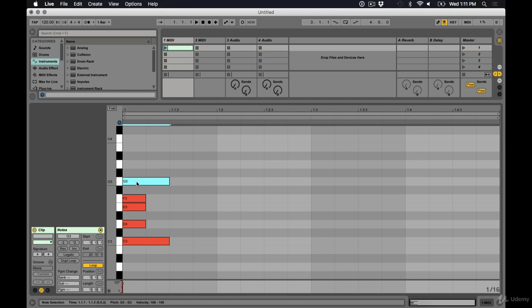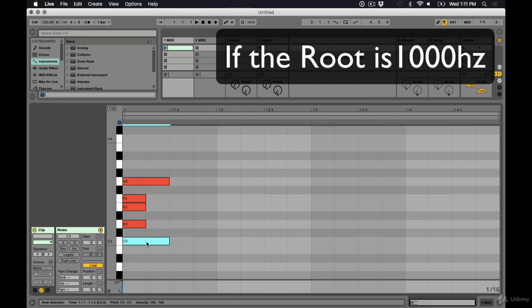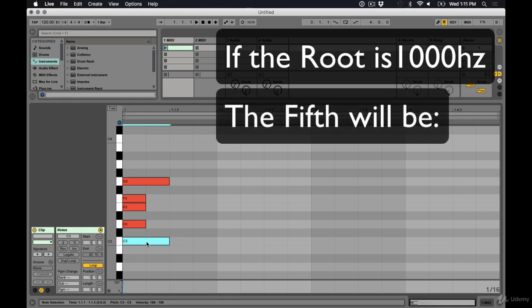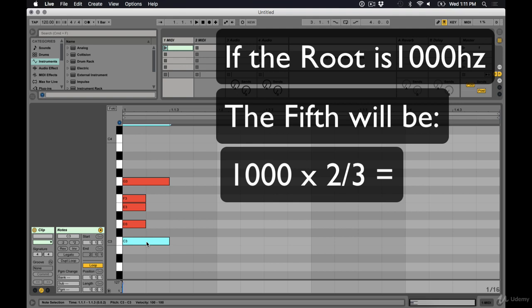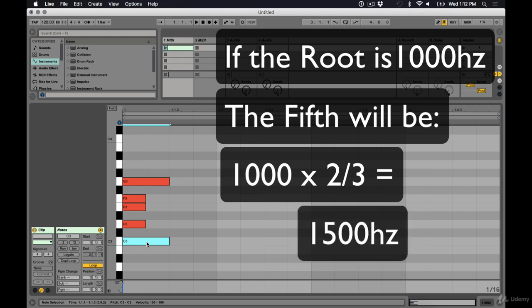So, the perfect fifth is a 2-to-3 ratio. What that means is that, for example, if our lower note, let's call that the fundamental or the root, both those words can apply. The fundamental is more of a synthesis term. Root is more of a music theory term, but essentially they mean the same thing in this context. If that is 1,000 hertz, then the fifth is going to be 1,000 times 3/2, or 1.5. So it's going to be 1,500 hertz. That's going to get us to a fifth above the root.